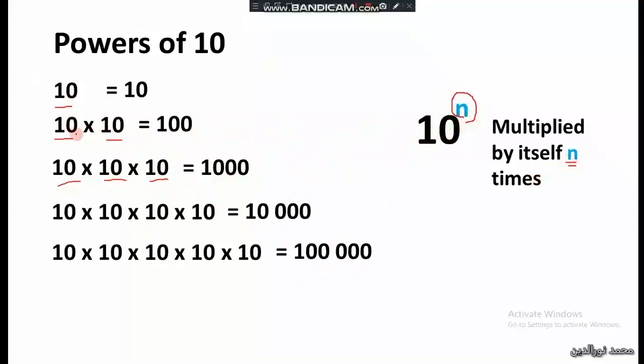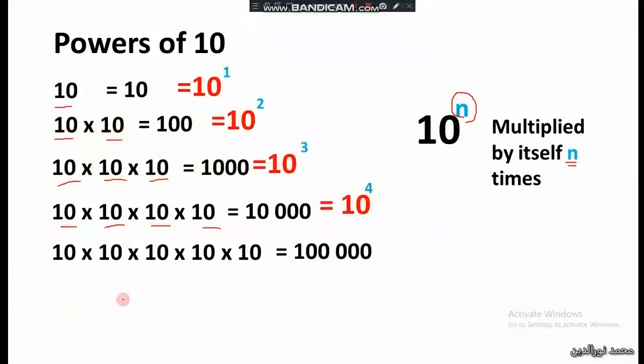Here we notice 10 times 10: here I have 10 one time, here I have 10 two times. 10 is multiplied by itself 1, 2, 3 times. 10 multiplied by itself 1, 2, 3, 4 times, so we put 10 power 4. 10 multiplied by itself 1, 2, 3, 4, 5 times, so 10 power 5. Also there is a relation between this number here and the number of zeros.